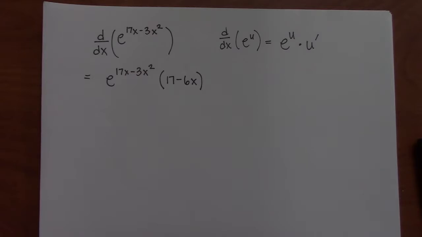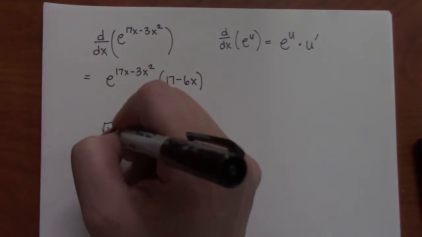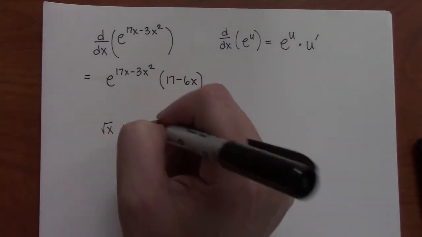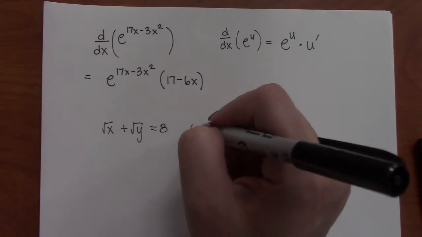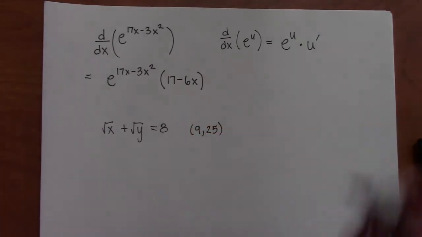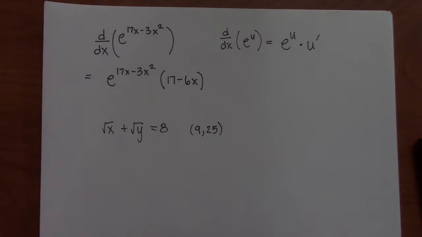On web work, there was a problem that said given 2 points, find dy dx, and it was like the square root of x plus the square root of y equals 8, and the points were 9. Okay, hold on. So square root of x plus the square root of y equals 8, right? Yeah, and the given points were 9 and 25. Okay, and they wanted you to find the derivative at that point?